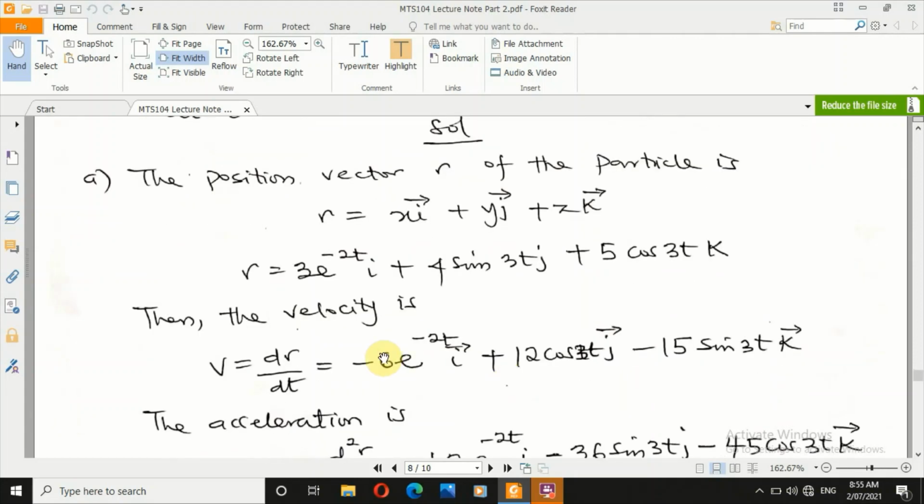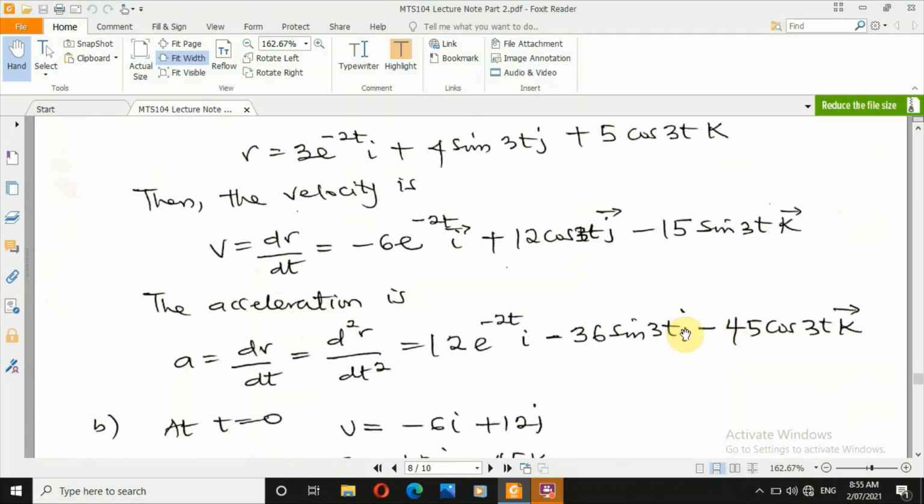Now what about the velocity? Velocity is obtained by differentiating this. So when you differentiate, you differentiate each component. Then what about the acceleration? You differentiate this one again.